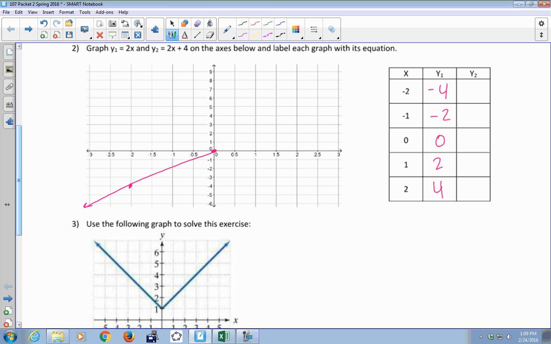And then maybe I'll do one more. So this is y equals 2x. And then for y2, that's 2x plus 4. So I double the x coordinate and add 4. So I'm going to get 0, 2, 4, 6, 8. So I plot those and I get (-2, 0), maybe (0, 4), and one more, (1, 6). Connect those.